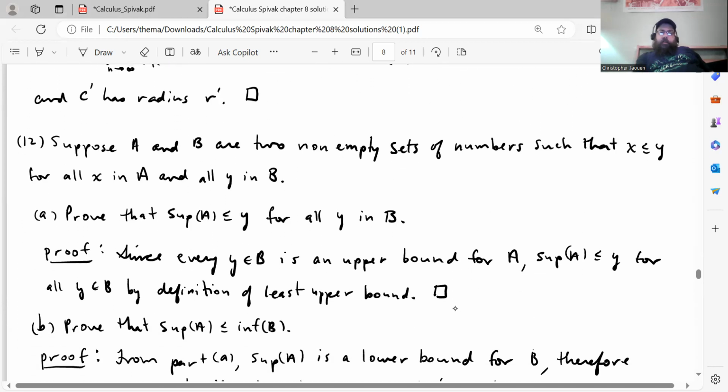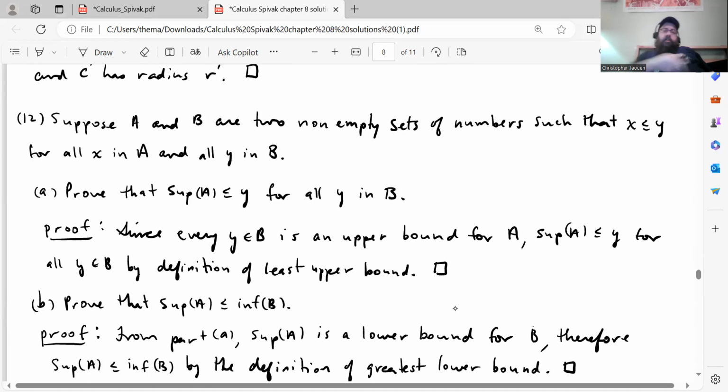Okay, question number 12. Suppose A and B are two non-empty sets of numbers such that x is less than or equal to y for all x in A and all y in B. Part A, prove that sup A, which is the supremum of A, is less than or equal to y for all y in the set B.